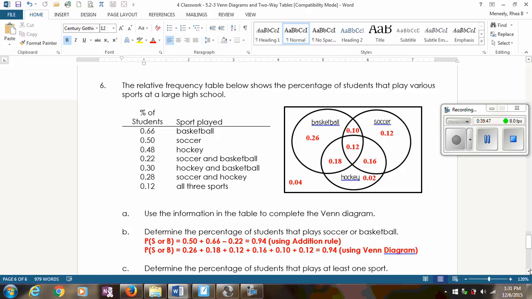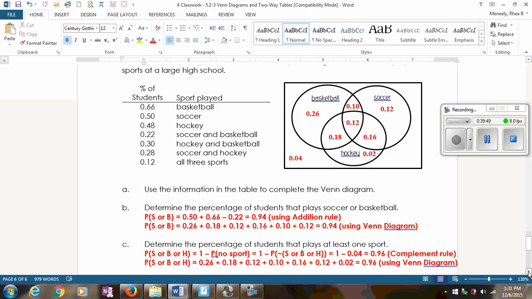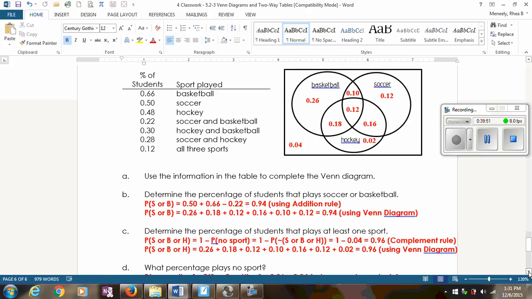If I want to determine the probability that someone plays at least one sport, at least one, that's an or statement. It means that they could play soccer or basketball or hockey. It's also the complement of not playing any sports, so 1 minus the probability of no sports. Well, if you've completed your Venn diagram, it makes it really easy. I'm just going to be doing 1 minus 0.04 because 4% don't play any sports. So it makes it really easy to identify the 96% that play at least one sport.